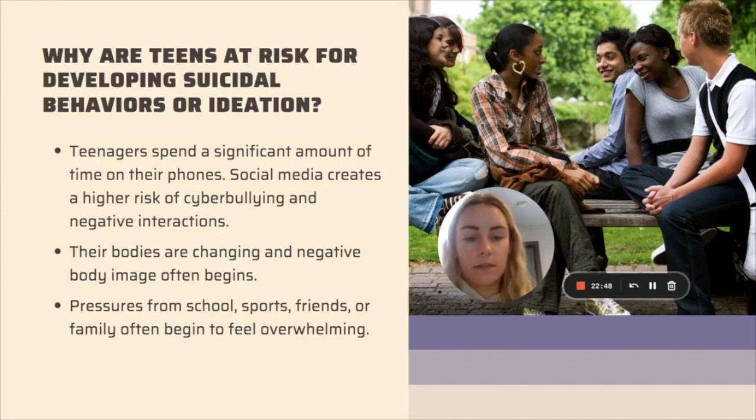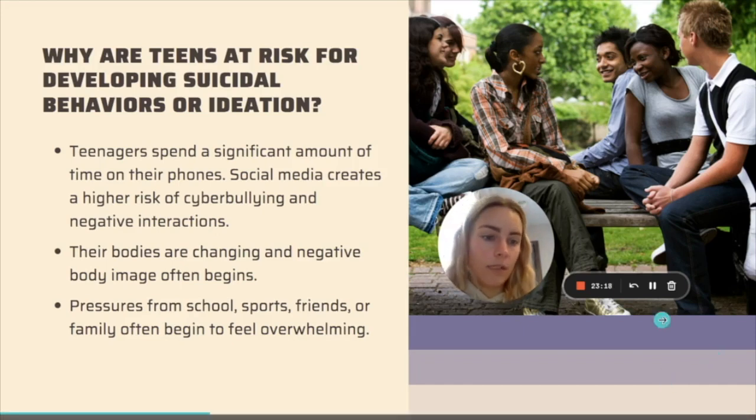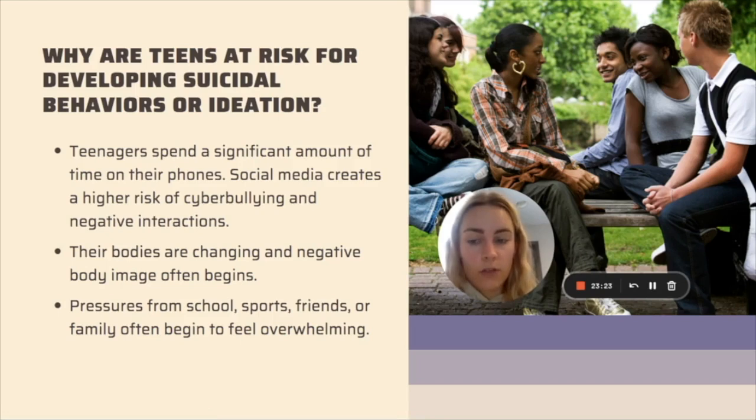The next risk factor for teens is that their bodies are changing, and negative body image often begins at this time. So teens are going through puberty, their bodies are changing for both girls and boys. And there's a lot of thoughts going on. Social media definitely plays into what they feel like they should look like. They want to look like others, they want to fit in. They don't know what's going on with their body, and there's a lot of hormones going on while their bodies are changing that bring up these emotions. So the bodies changing are definitely a big risk factor for when this negative body image can begin.